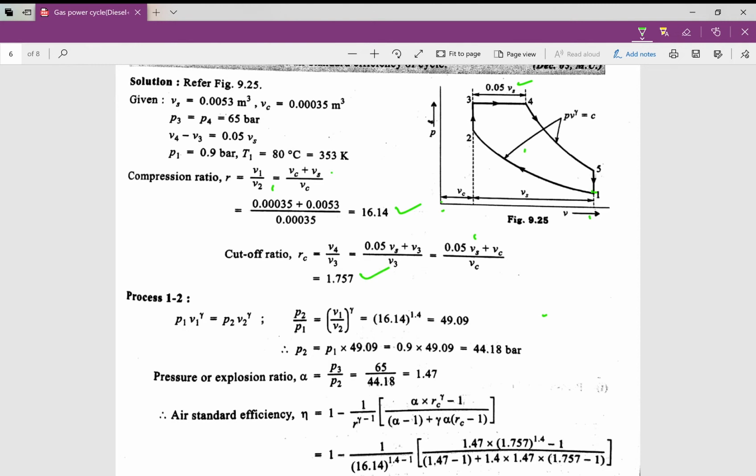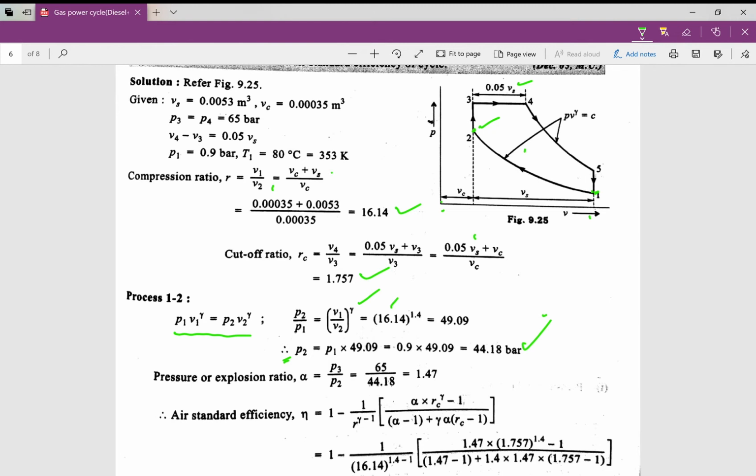Now, dear students, let us move to calculate the pressure at point 2 after compression. After compression in process 1 to 2, what is the value of pressure at point 2? We already know this relation. With the help of this, V1 upon V2 is your compression ratio just calculated, and P1 is already given to you. So P2 we can calculate, which comes out like this.